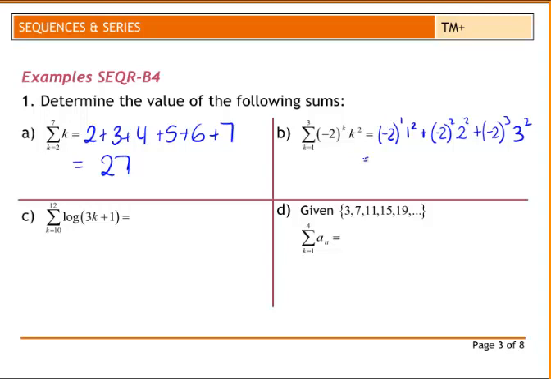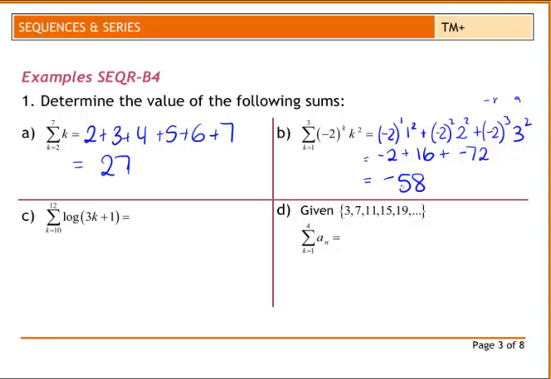Simplify that out, and I have negative 2 times 1, which is negative 2, plus negative 2 all squared is 4, 4 times 4 is 16. Moving along, negative 2 to the power of 3 is negative 8. 3 squared is 9. Negative 8 times 9 is negative 72. Okay, add that all up and I get negative 58.